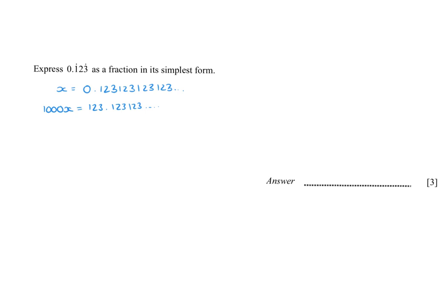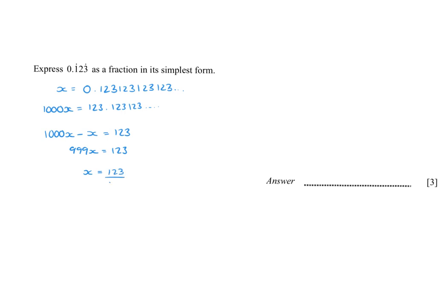So now I'm going to subtract one from the other. So I'm going to do 1000x minus 1x. Because the decimals are the same, they're going to cancel out, and that's going to leave you 123 on the right-hand side. Now I'm going to simplify this. So 1000x minus 1x is 999x. So now I need to divide by 999 to leave x on its own.